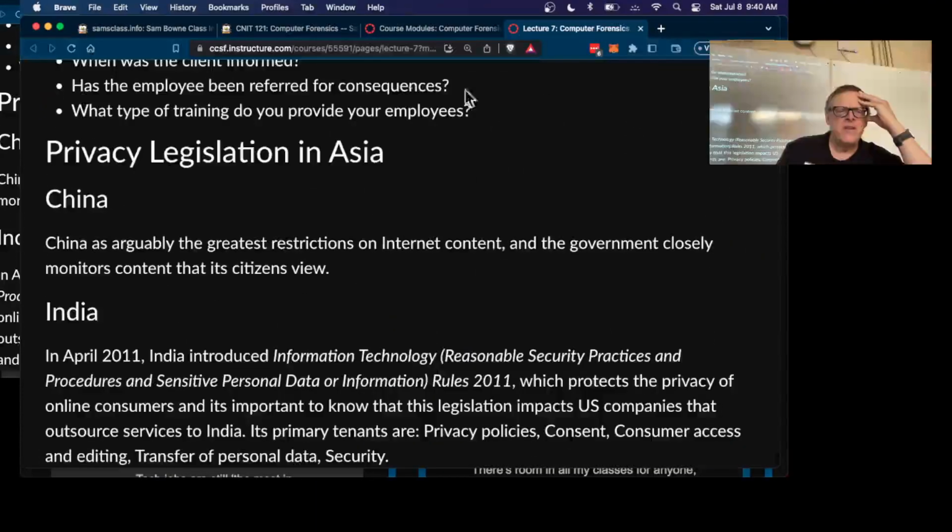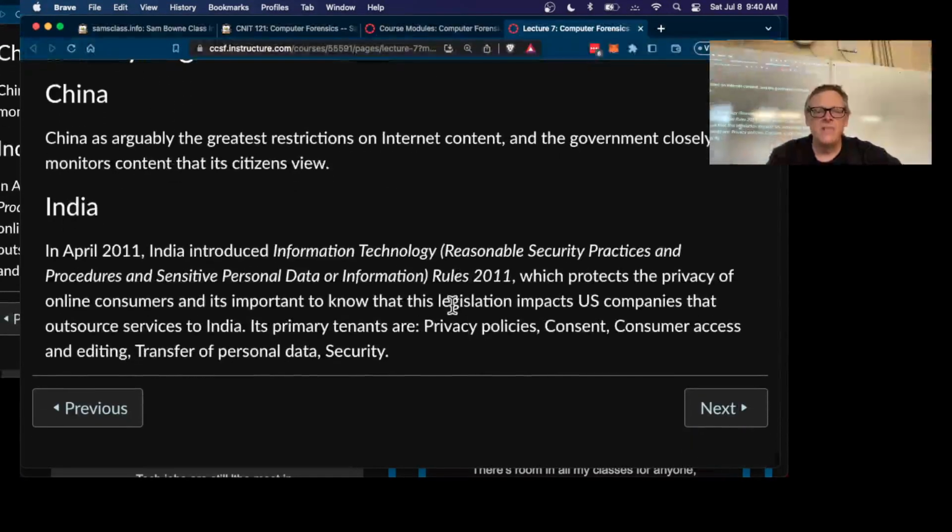And then there's privacy legislation in Asia, not much in China. The government can pretty much do anything they want. And in India, I'm not quite sure what the rules are. They mentioned a little bit about it here. But anyway, that's all I wanted to say about that.